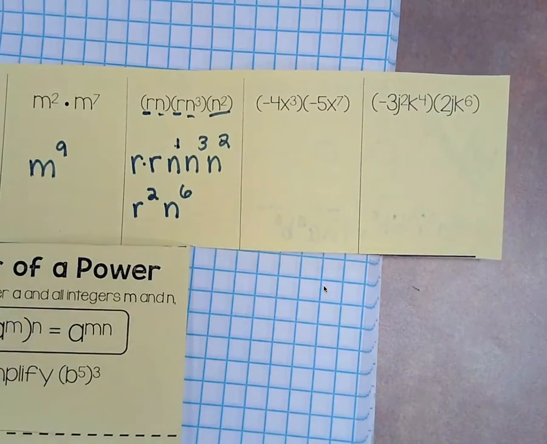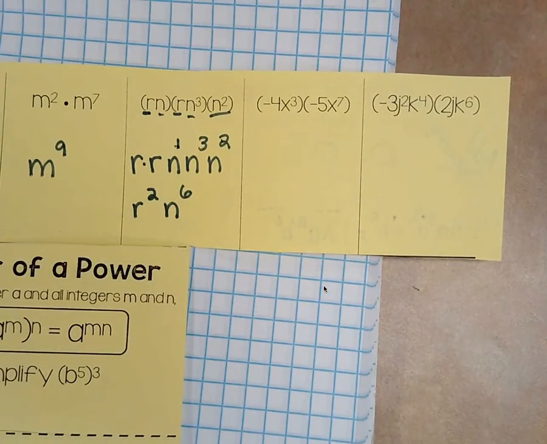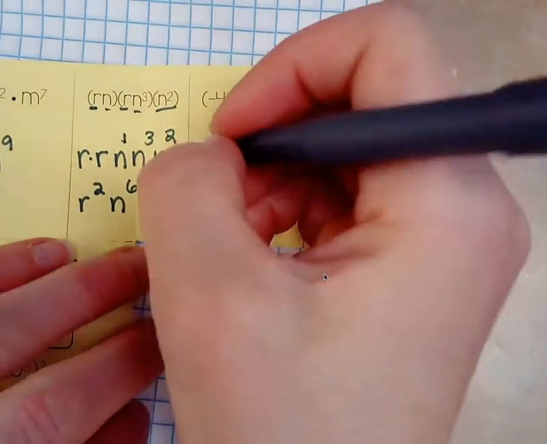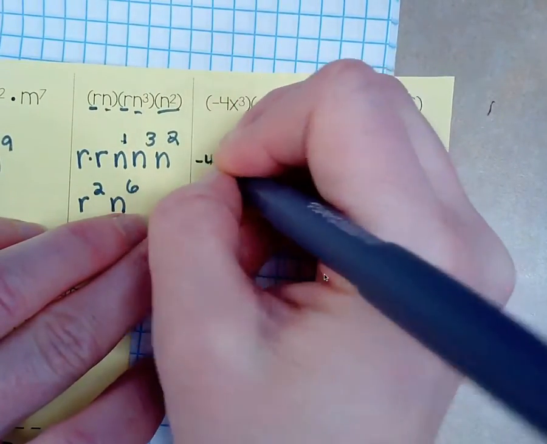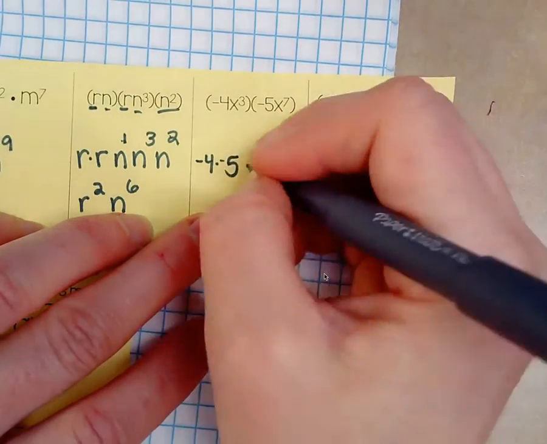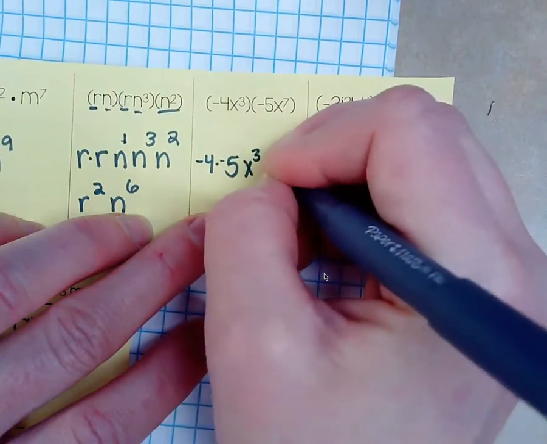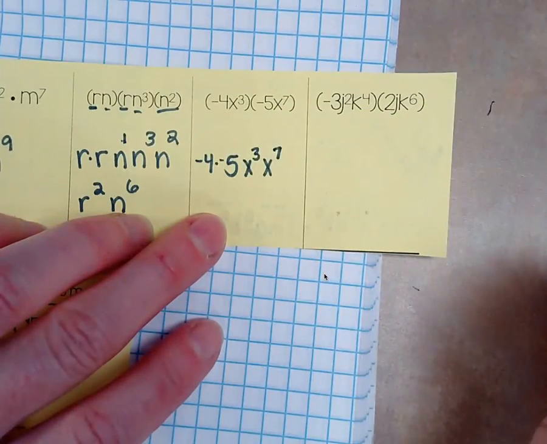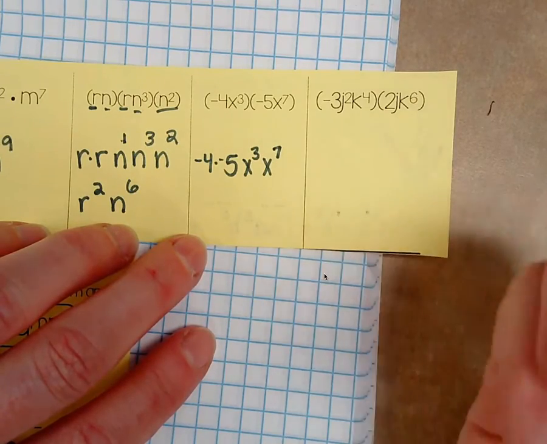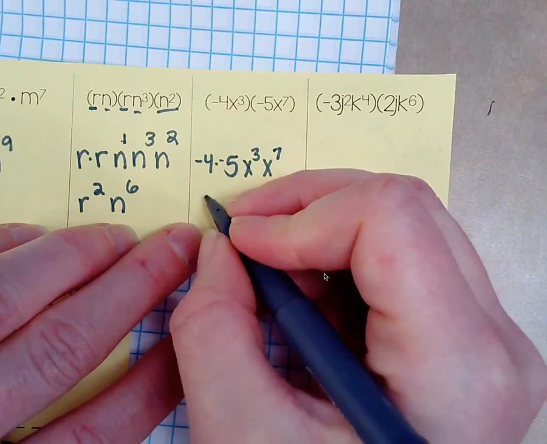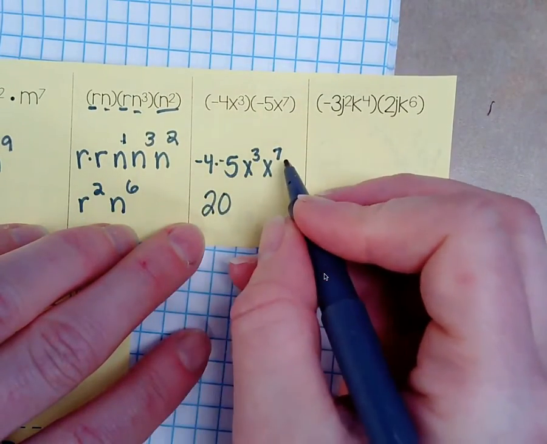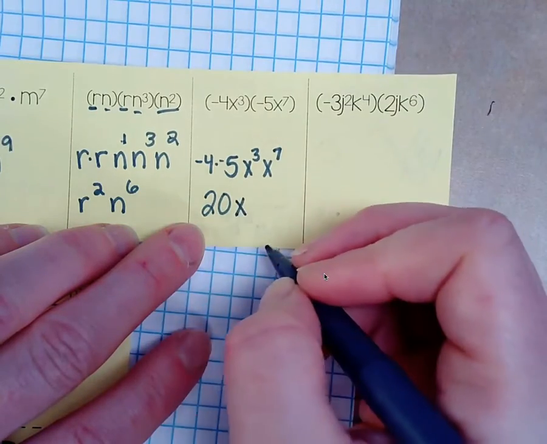Okay, the next one, go ahead and put your like terms beside each other. Let's do the numbers out front. So what numbers? -4 times -5. x cubed, x to the 7th. x to the 10th.